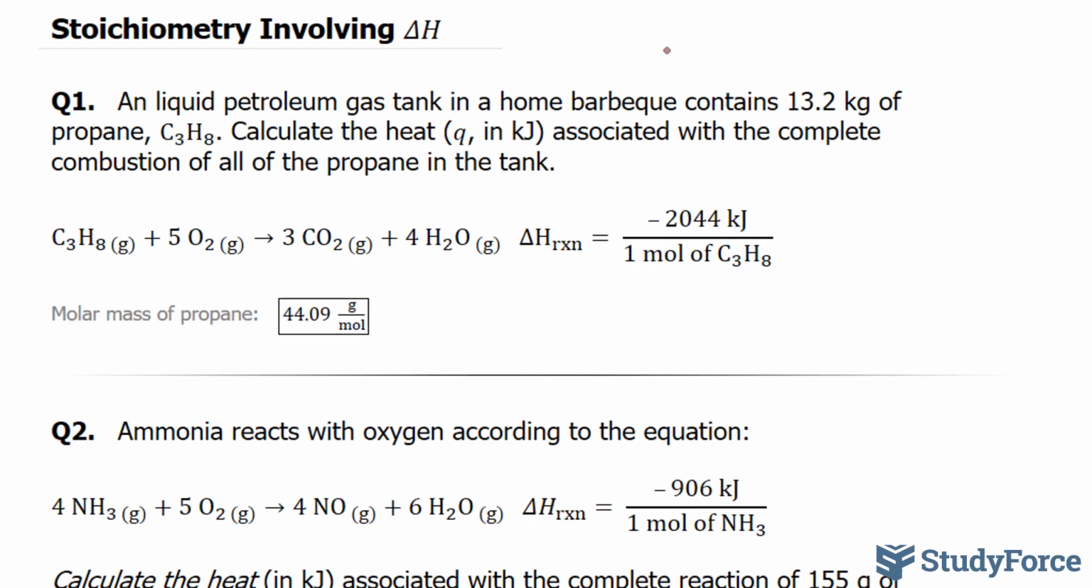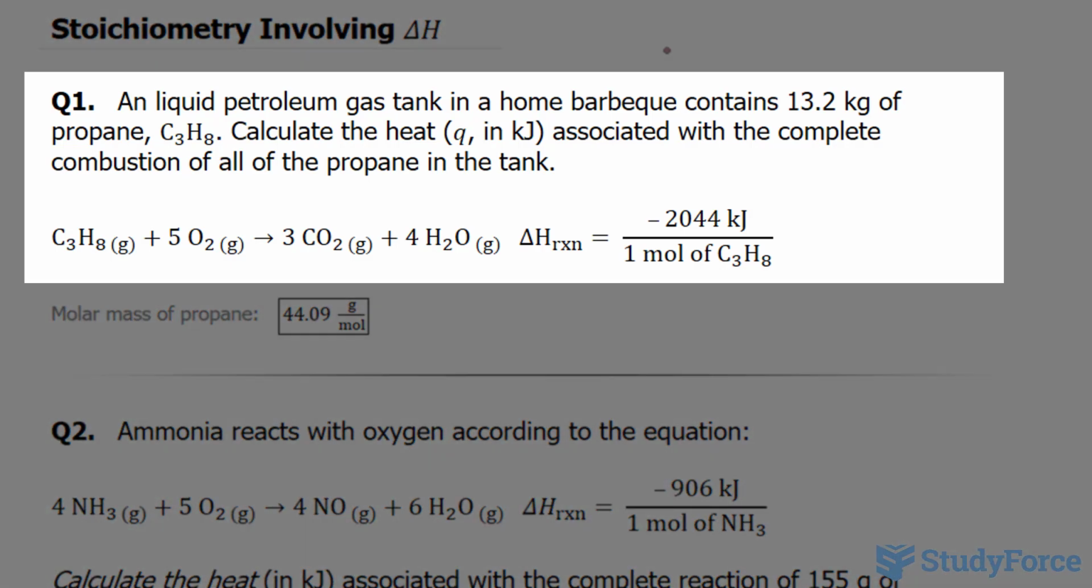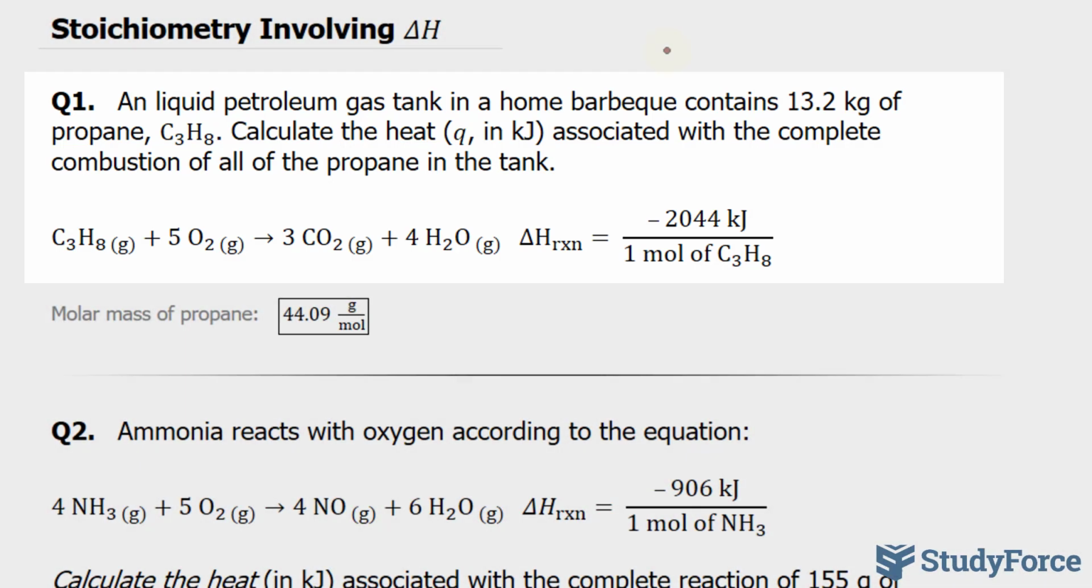In this lesson, I'll show you 3 examples involving stoichiometry and the change in enthalpy. Question 1 reads, a liquid petroleum gas tank in a home barbecue contains 13.2 kilograms of propane, which has the chemical formula C3H8. Calculate the heat Q in kilojoules associated with the complete combustion of all the propane in the tank. The complete molecular formula for the reaction is shown right here, and we're told that the change in enthalpy represented by delta H for this reaction is negative 2044 kilojoules per 1 mole of propane.